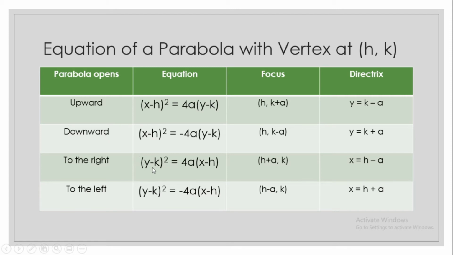Ito naman sa kabila, ang naka-squared si y, kaya either to the right or to the left. Pero kung titignan natin yung right side, that's positive. So, opens to the right. Okay, dito naman sa baba, yung pinakalas, ang naka-squared si y, at negative naman ito. So, ibig sabihin na the graph of the parabola opens to the left. Okay? At itong mga formulas na ito, no need to memorize that.